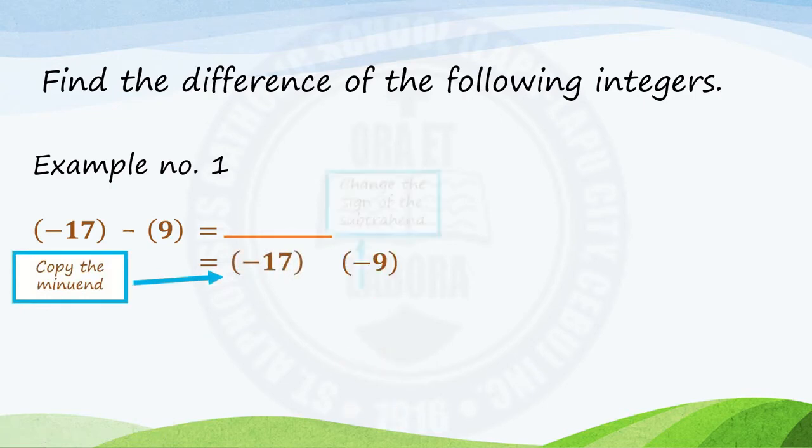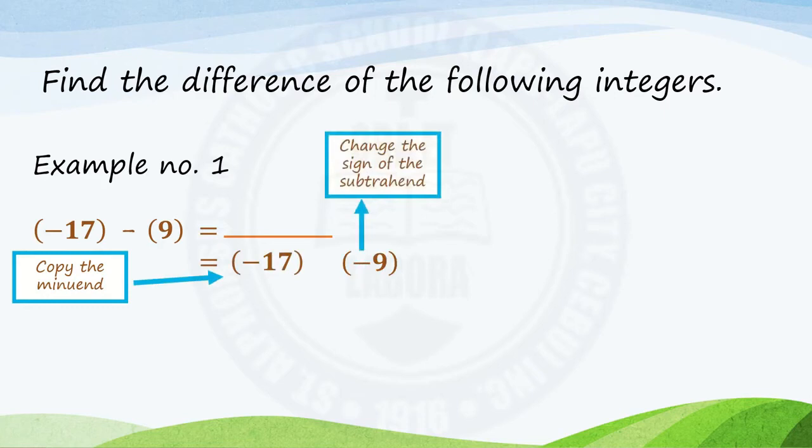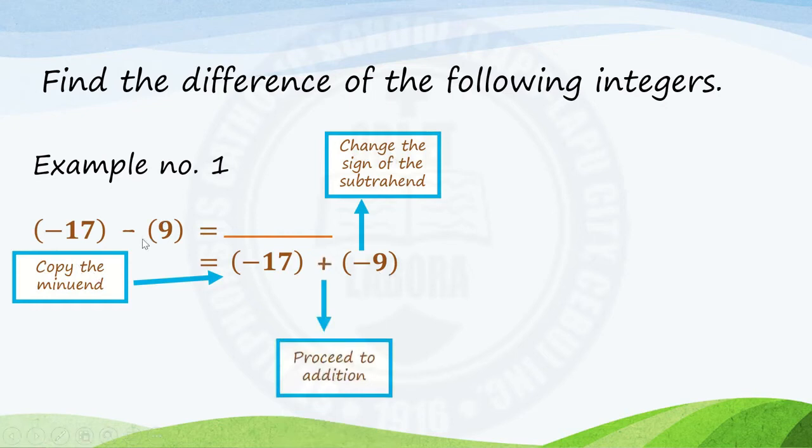Rule number 2. Change the sign of the subtrahend. From positive 9, turn to a negative 9. Rule number 3. Proceed to addition. From subtraction to addition. According to the rules of adding integers, same sign must be added. You will add the two numbers and copy the sign.